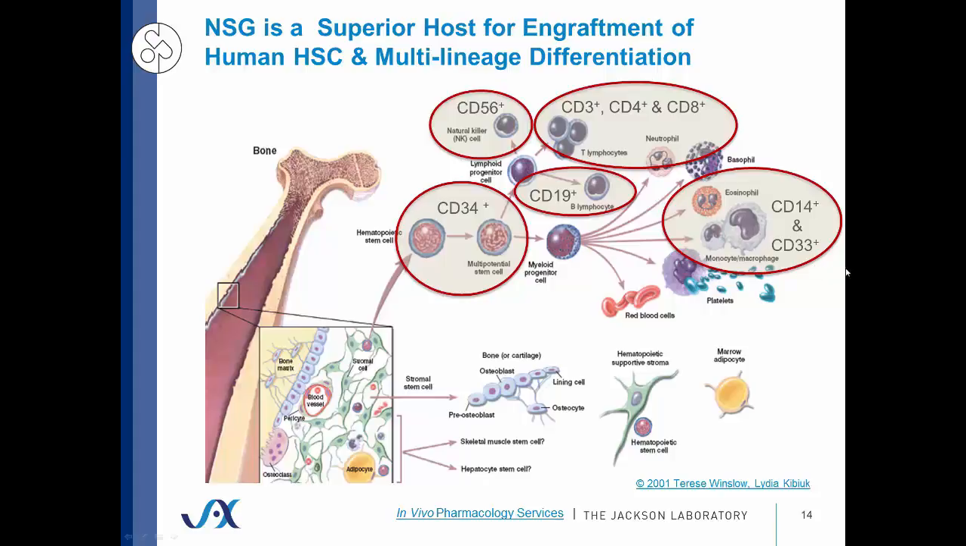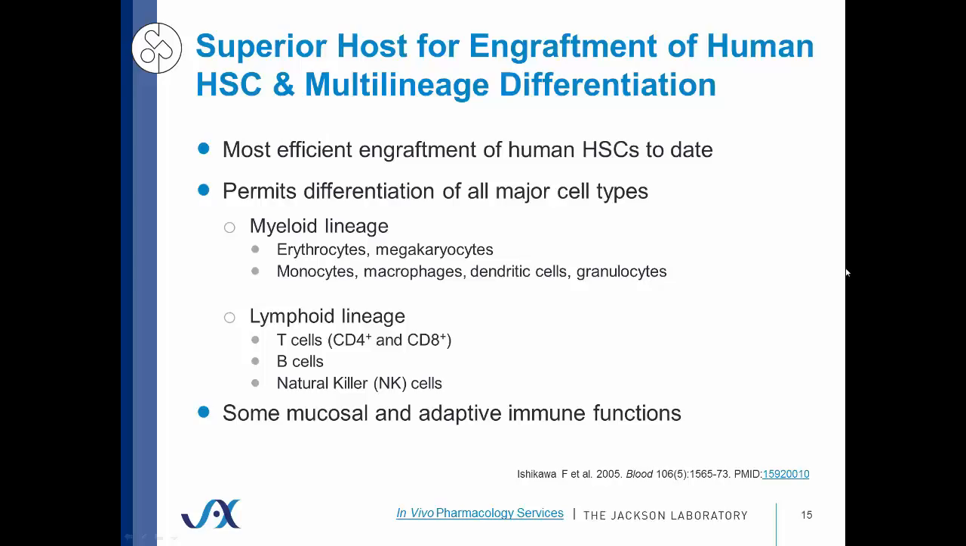So, the NSG mice has really proven to be a superior host for the engraftment of human hematopoietic stem cells. And the way that we recognize that is through multilineage differentiation following the engraftment of these hematopoietic stem cells after they've been injected into the mice. So I'll show you some evidence for the fact that the engraftment in these mice is very efficient. And I'll show you some data showing that it permits the differentiation of all major cell types in these mice.